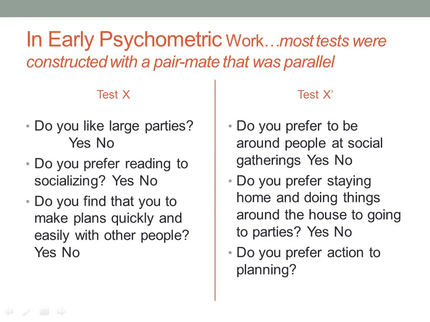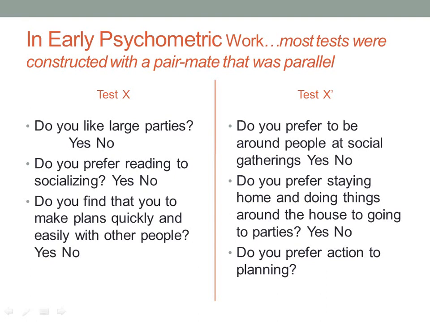On the original test, I asked, do you like large parties? Good test to measure extroversion. Yes or no. On the second test, well, I can't ask that one anymore. So I say, do you prefer to be around people at social gatherings? Yes or no. On the second item on the first test, I say, do you prefer reading to socializing, which is a good item that measures introversion.